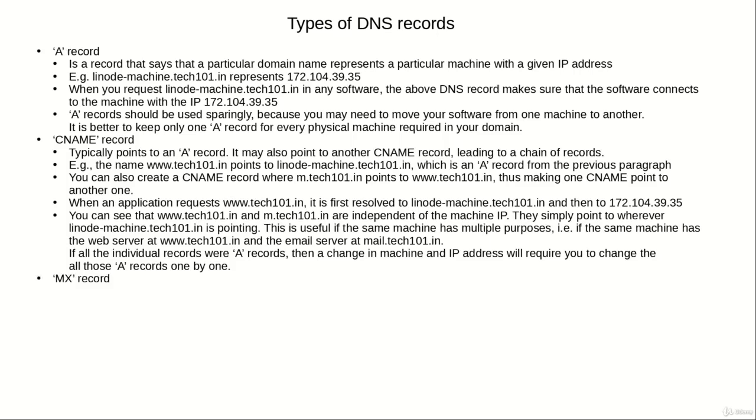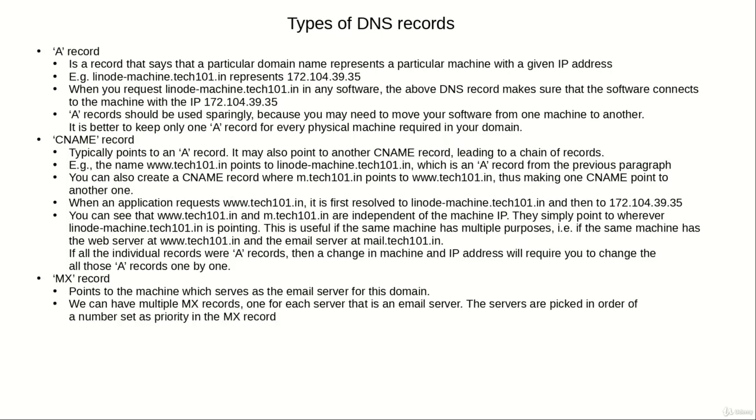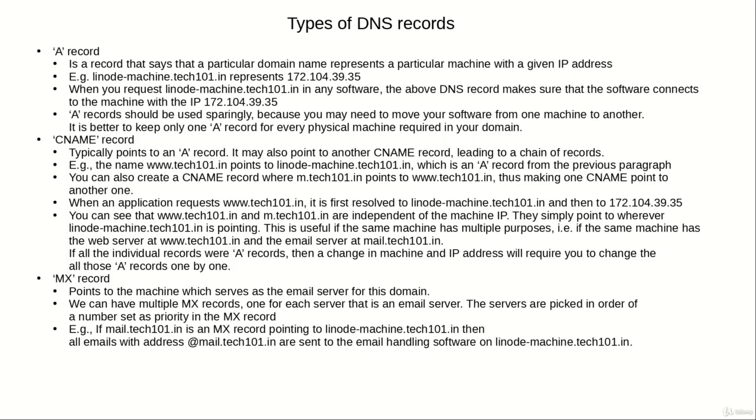Next up is the MX record. An MX record points to the machine which serves as the email server for a domain. We can have multiple MX records, one for each server that is an email server. The servers are picked in order of a number set as priority in the MX record. For example, if mail.tech101.in is an MX record pointing to linolemachine.tech101.in, then all emails with the address @mail.tech101.in are sent to the email handling software on linolemachine.tech101.in.